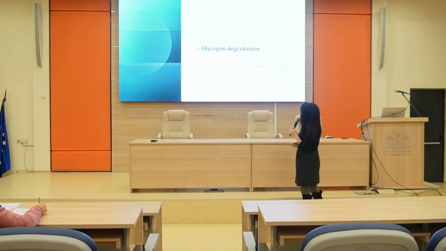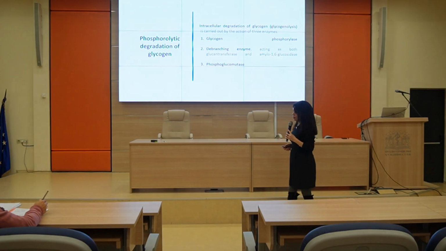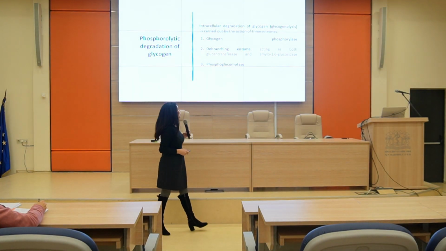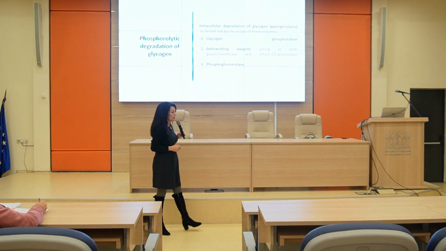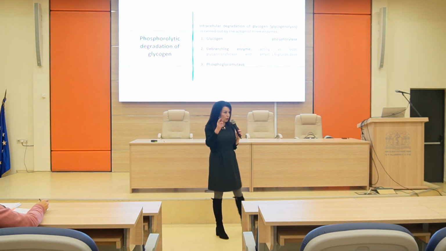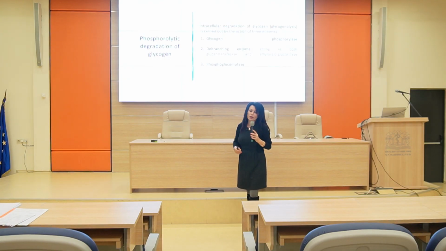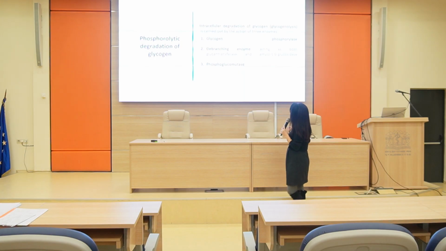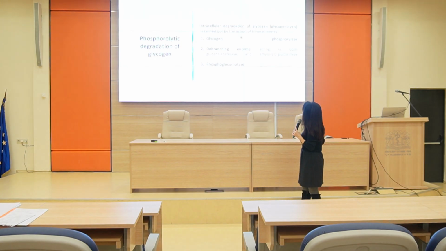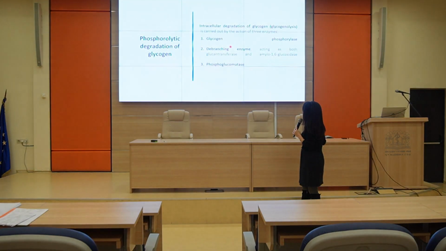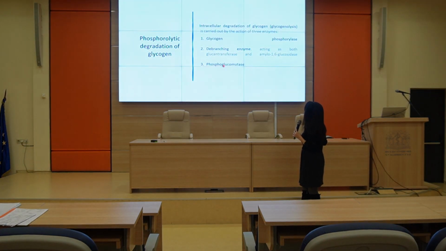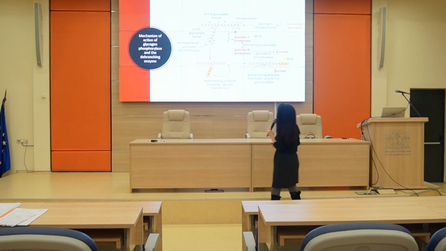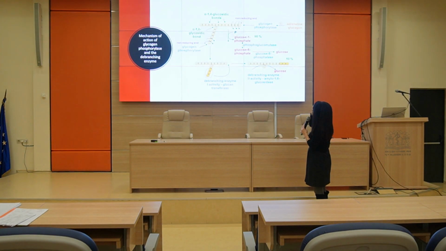Yes. We start with glycogen degradation, but we're talking about the intracellular degradation of glycogen, which is called glycogenolysis. The main enzyme that you know from the first colloquium is called glycogen phosphorylase. This enzyme is the first one. The second one is called the debranching enzyme, with two activities you see, and the third enzyme is called phosphoglucomutase. Let's see the scheme directly to understand the process.